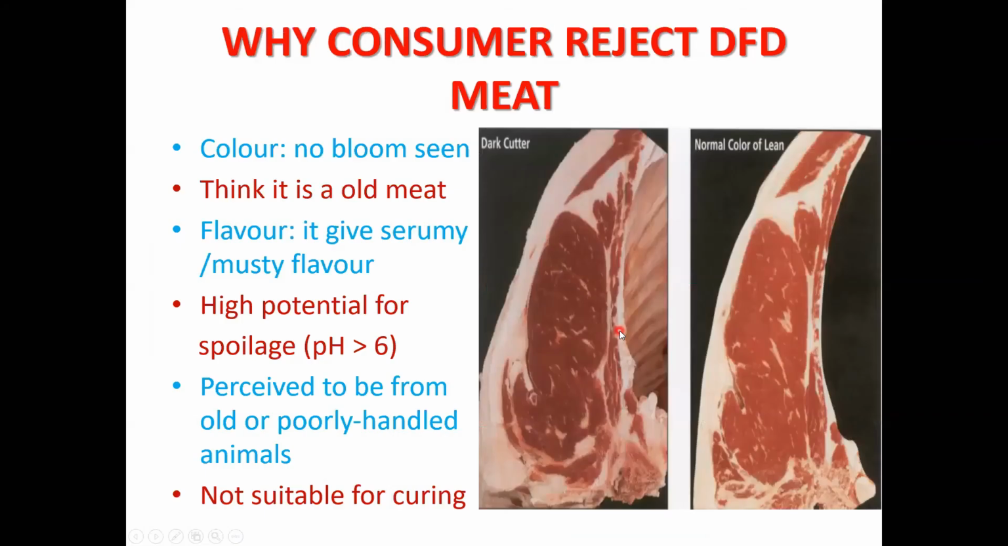So let's see why the consumer rejects the DFD meat. As already discussed, it is very dark in color, so the consumer thinks it is old meat. But normal meat will have a cherry red color, which is very attractive, and it increases the appetite and stimulates them to purchase. This cherry red color is called the bloom.